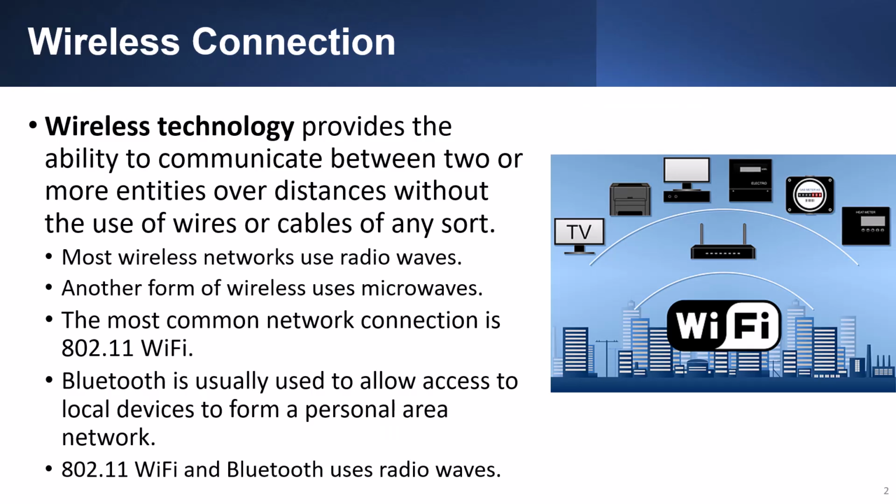Wireless technology provides the ability to communicate between two or more entities over distances without the use of wires or cables of any sort. Most wireless networks use radio waves. Another form of wireless uses microwaves. The most common network connection is 802.11 Wi-Fi. Bluetooth is usually used to allow access to local devices to form a personal area network. 802.11 Wi-Fi and Bluetooth use radio waves.